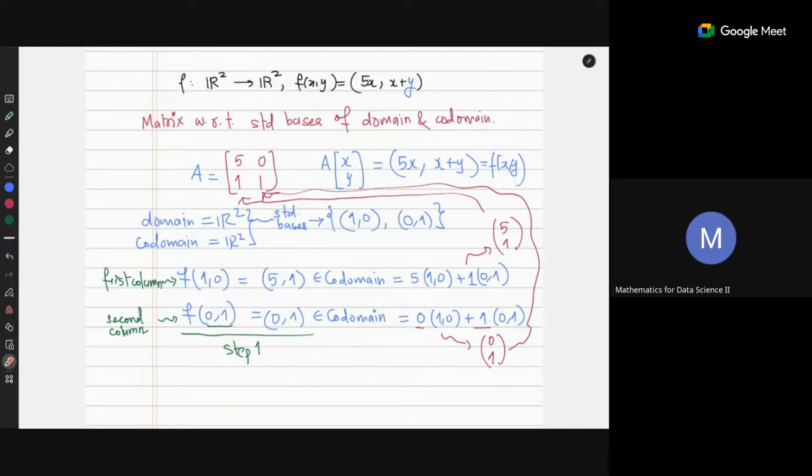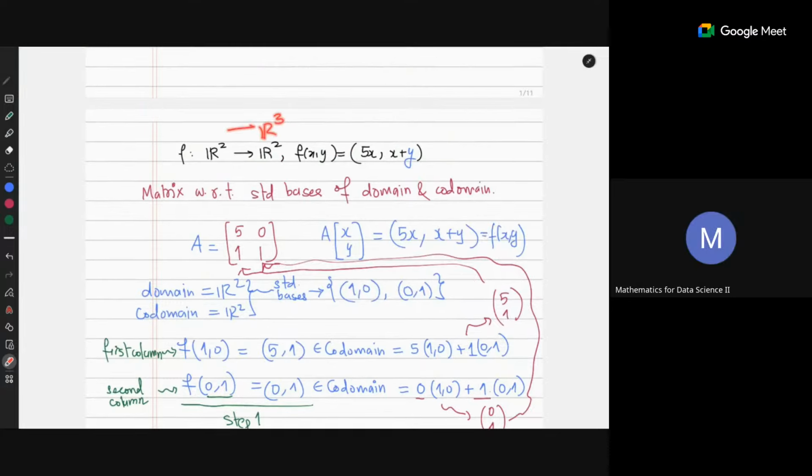No. Then your function will be so. If your codomain is R3 and your domain is R2, you will have a function which gives you a vector in R3. Do you see the point? Yeah, I see the point. And then once you have a vector in R3, you can express it in terms of the basis of R3. That is not a problem. Okay, fine.